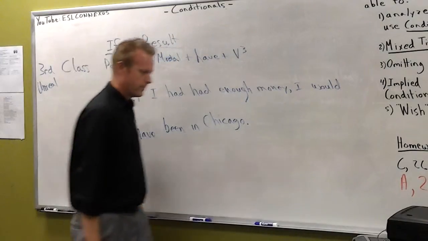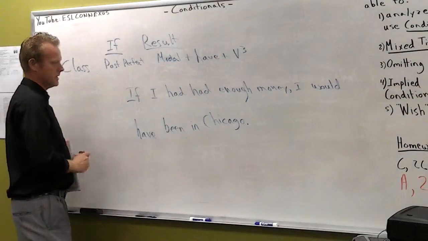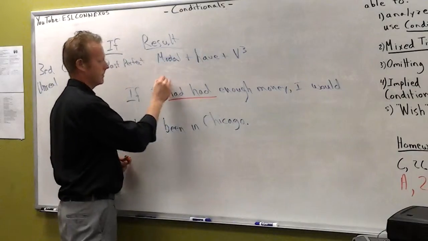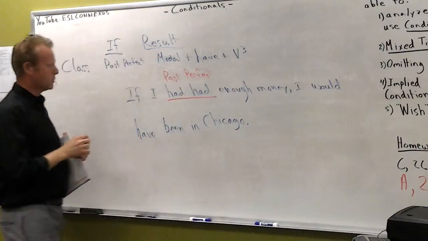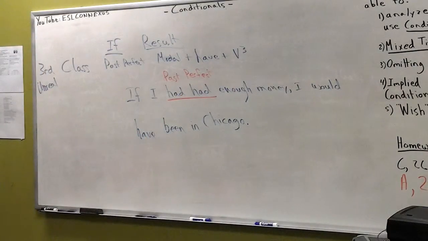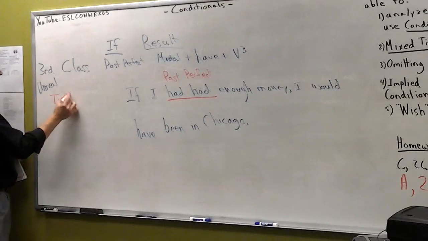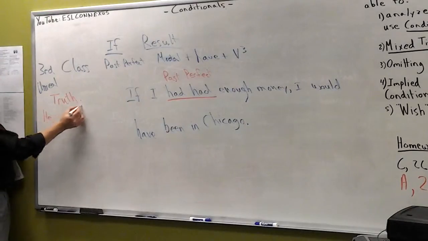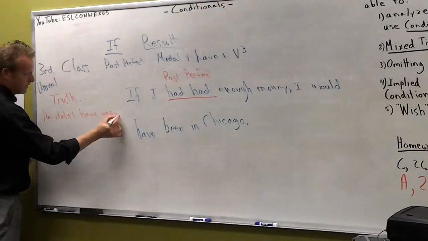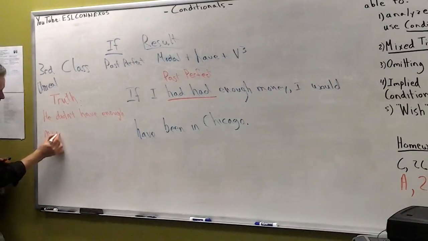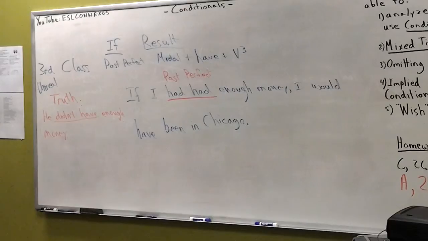So, where's my pretty colors? There we go. So listen, what tense does he use here? Past perfect. Hey, what's the truth? If I had had enough money, did he have enough money? No. See, the truth is, he didn't have enough money. What tense is this in the truth? Simple past, and it's negative.